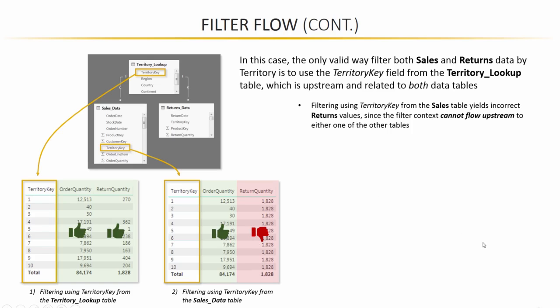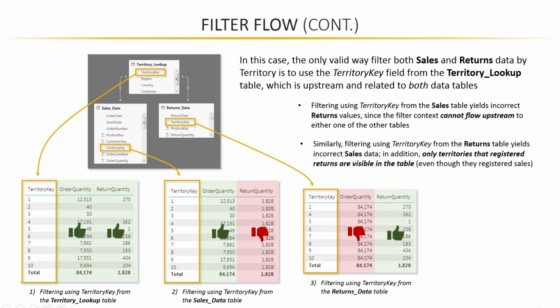Now, very similar case, if we try to use the territory key from the returns table, we see the correct value for the return quantity now, but incorrect values for order quantity, because the filter context that we created by using the territory key in the returns data is stuck in the returns data table. It can't filter the lookup or the sales data table. So just like our last example, order quantity now knows nothing about the filter context passed from the returns data table, and therefore returns the grand total over and over and over again.